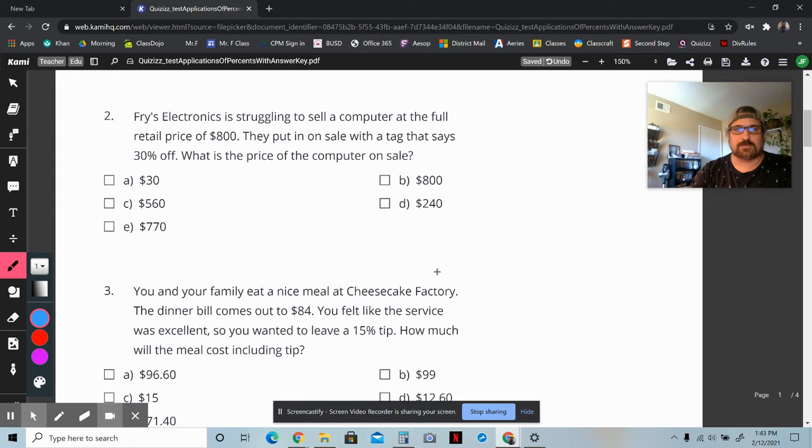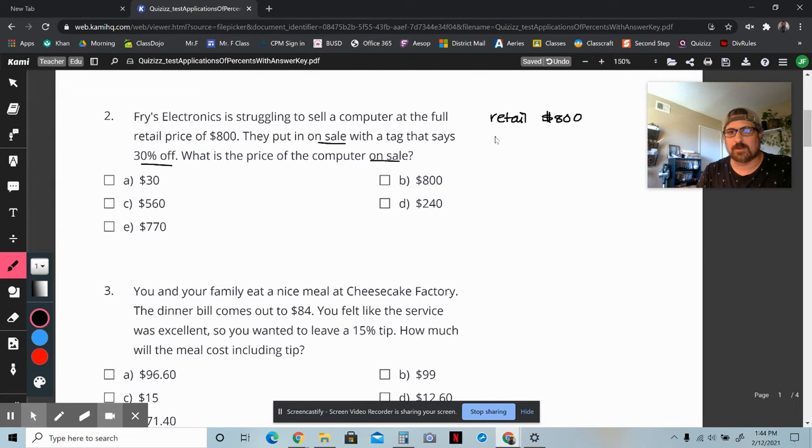Can we do this one? It says Fry's Electronics is struggling to sell their computer at a full retail price of $800. So they put it on sale with a tag that says 30% off. What is the price of the computer on sale? So what is the sale price? The retail price in this case is the original amount, and that is $800.